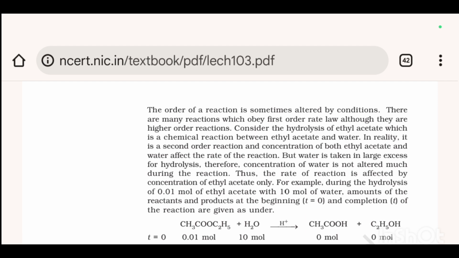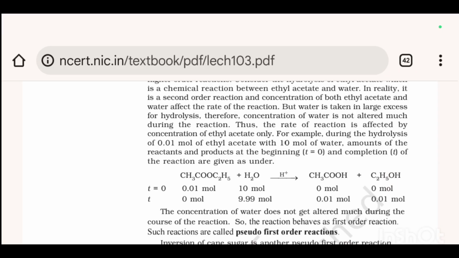For example, during the hydrolysis of 0.01 mole of ethyl acetate with 10 mole of water, the amounts of reactants and products at the beginning, t = 0, and at completion, t, are as follows. CH3COOC2H5 + H2O gives CH3COOH + C2H5OH. At time t = 0, the concentration of CH3COOC2H5 is 0.01 mole, H2O is 10 mole, CH3COOH is 0, and C2H5OH is also 0. At time t, CH3COOC2H5 is 0 mole, H2O is 9.99 mole, CH3COOH is 0.01 mole, and C2H5OH is 0.01 mole.